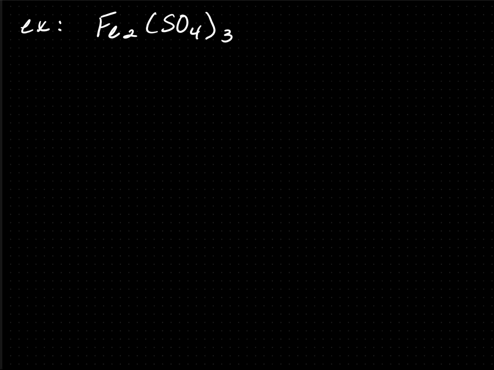Pause the video. Solve for the mass percent of each element in iron(III) sulfate and then check your answer. To find the percent of each element, we know it's percent X equals mass of X divided by total mass times 100.